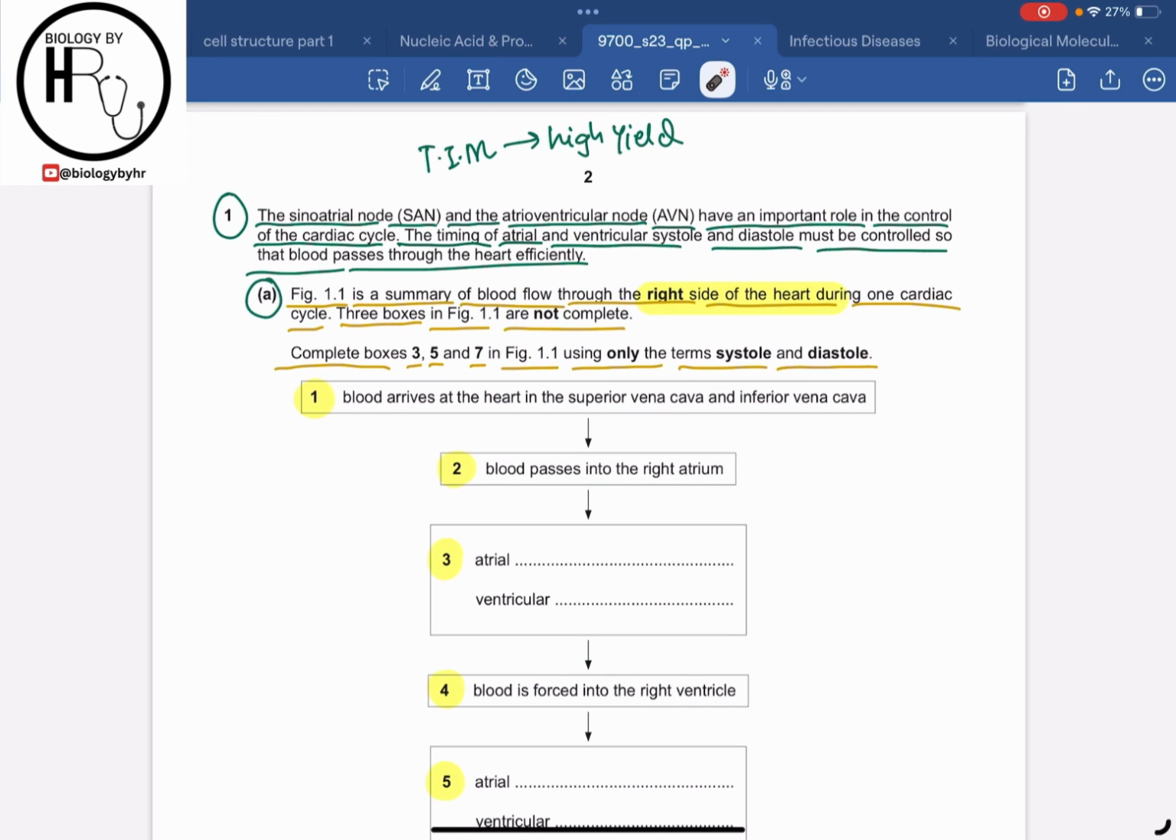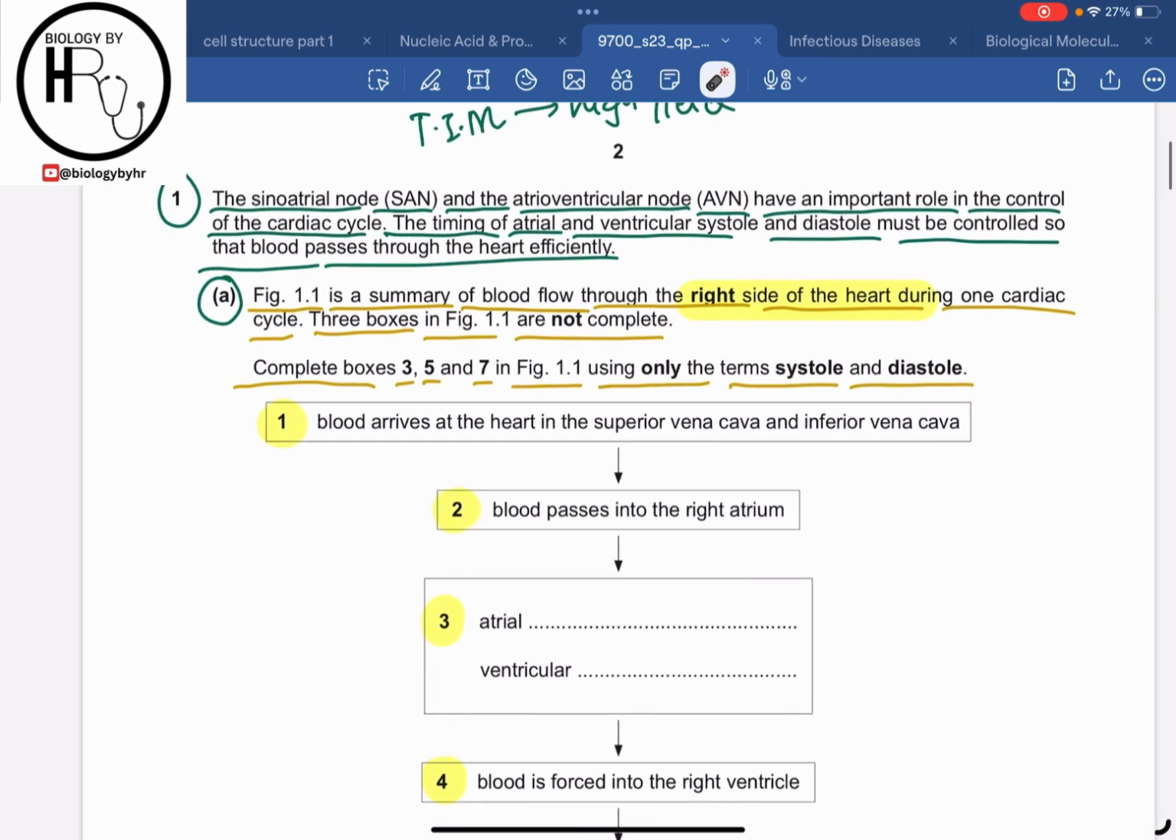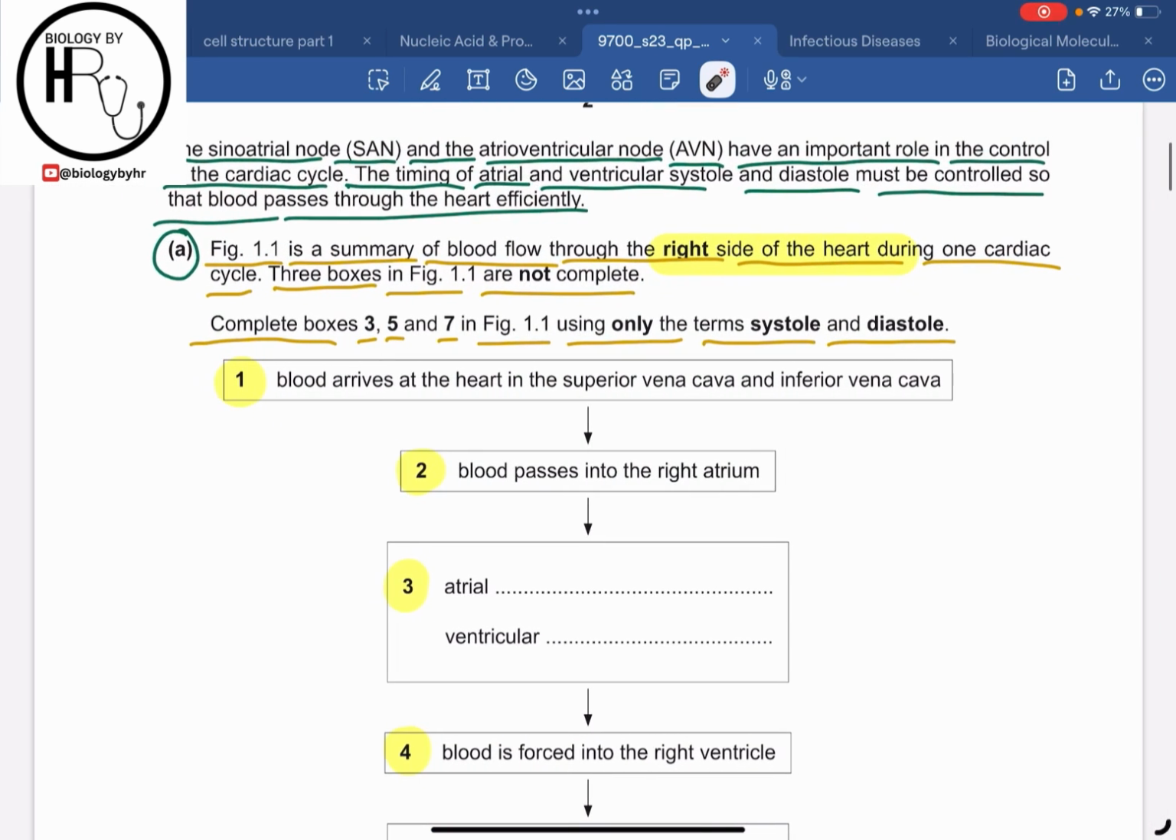Now, if I give you an overview, we all know that during the cardiac cycle the atria and the ventricles both contract and relax in a very coordinated way, right? So that the blood can flow efficiently through the heart. Now let's begin reading the stages over here.